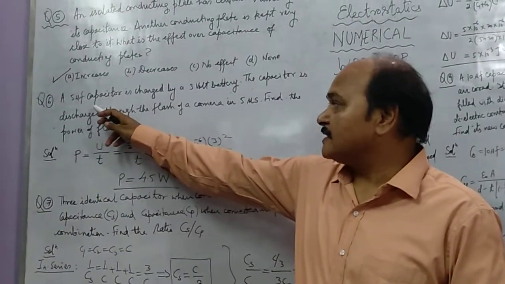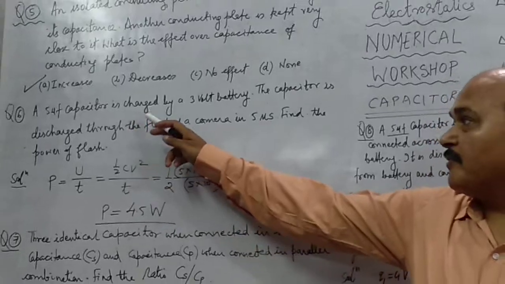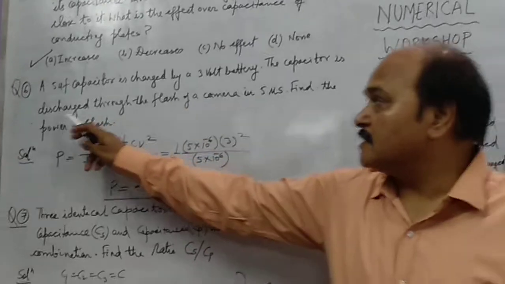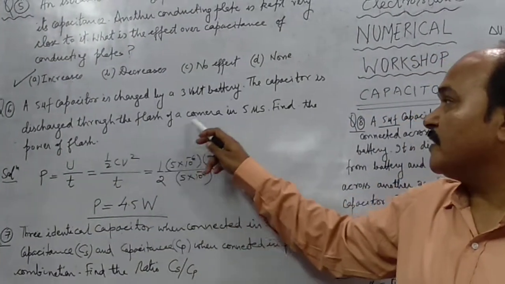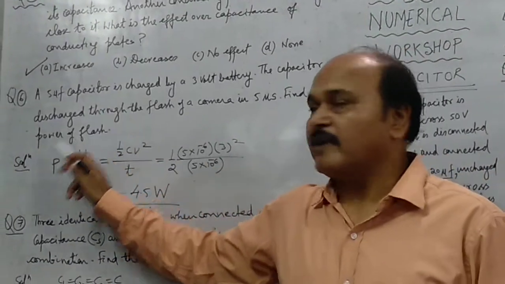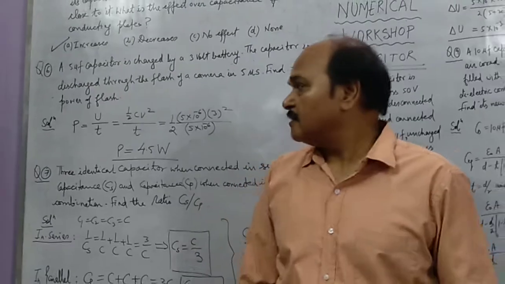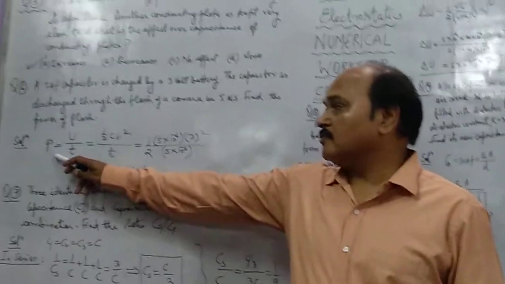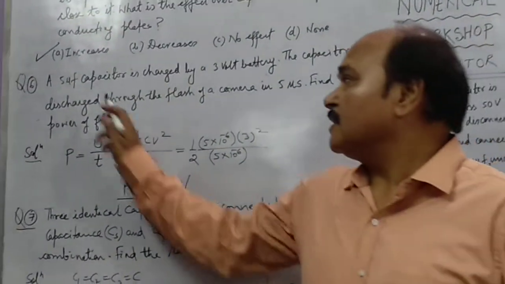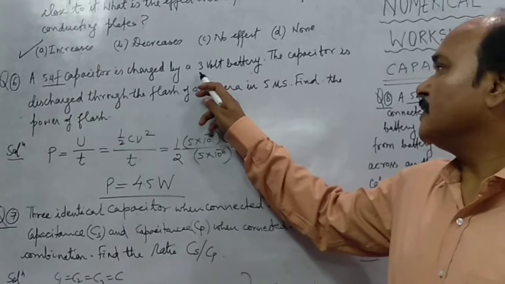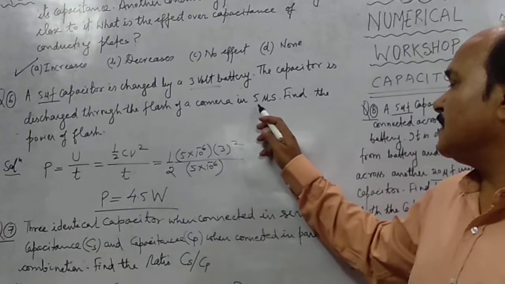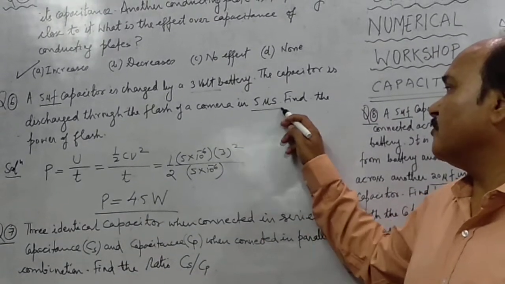Question number 6. A 5 microfarad capacitor is charged by 3 volt battery. The capacitor is discharged through the flash of a camera in 5 microseconds. Find the power of flash. Well, power you know is energy upon time. So when capacitor of 5 microfarad is charged by 3 volt battery, its energy is going to be what? 1 upon 2 CV square, and the time in which it is discharged is 5 microseconds.